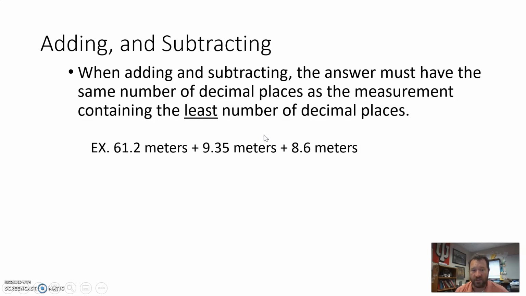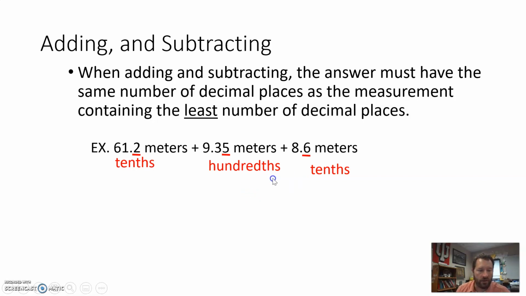All right, when you're adding and subtracting, the rule for significant digits is that your measurement can only go to the number with the least decimal places. Easier shown, I think, than said. So here we have an example, 61.2 meters plus 9.35 meters plus 8.6 meters. So let's start by identifying the placeholder in each of these measurements that is the least. So for example, our 61.2, the tenths place is our least decimal place. We go to 9.35, that's our hundredths column, and 8.6, that's back to our tenths column.